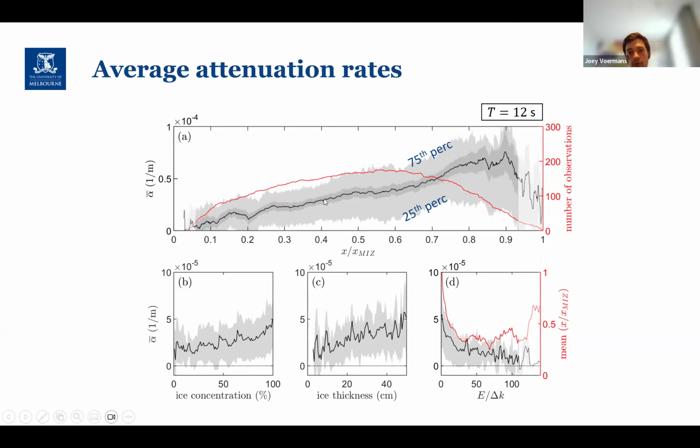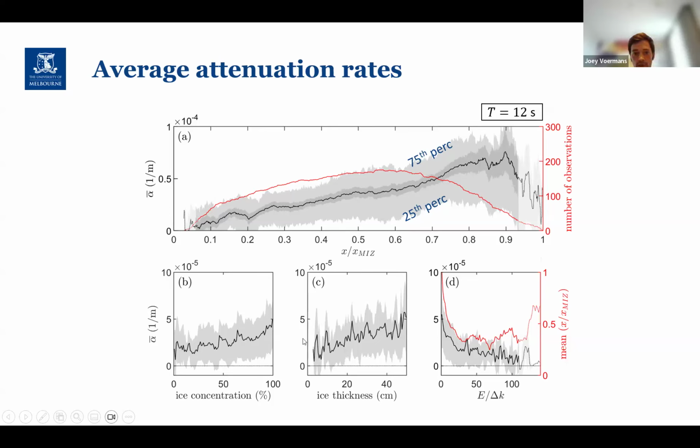So we see the black line over here is the mean, and we see that the light gray outer edges are the 25 and the 75 percentiles. So 50% of the data falls within those lines. So we see that it's pretty well sorted if we are normalizing the distance from the ice edge by means of the marginal ice zone width. And what we see is that the mean attenuation rate in the marginal ice zone scales linearly with distance into the marginal ice zone.